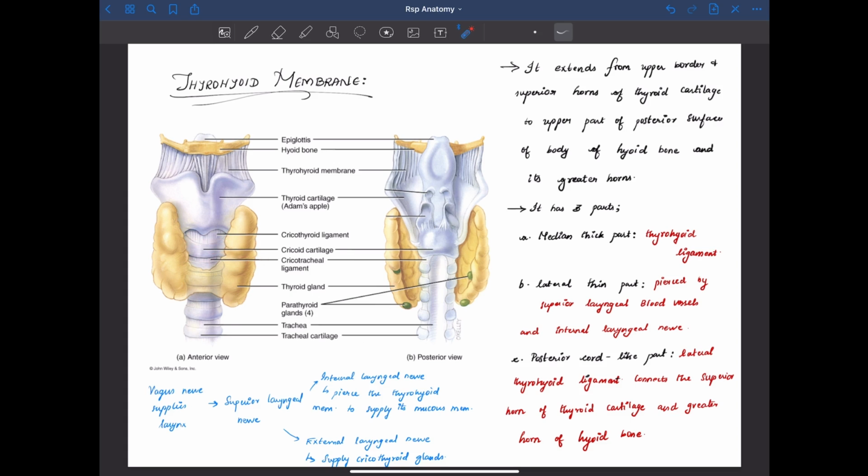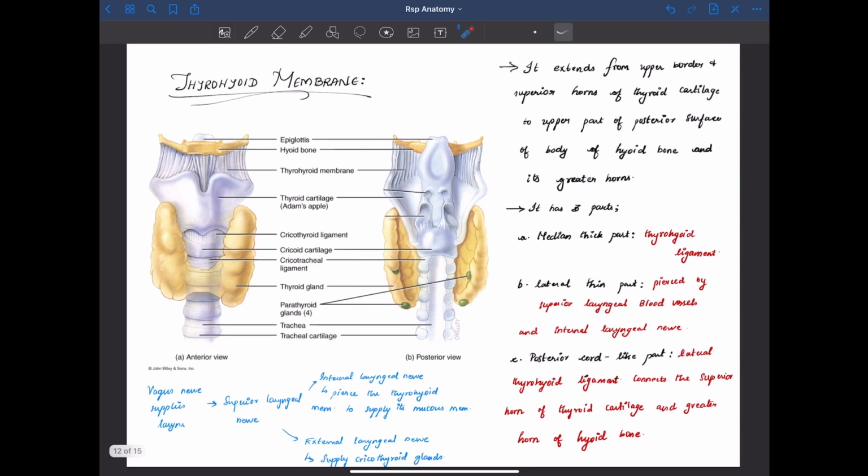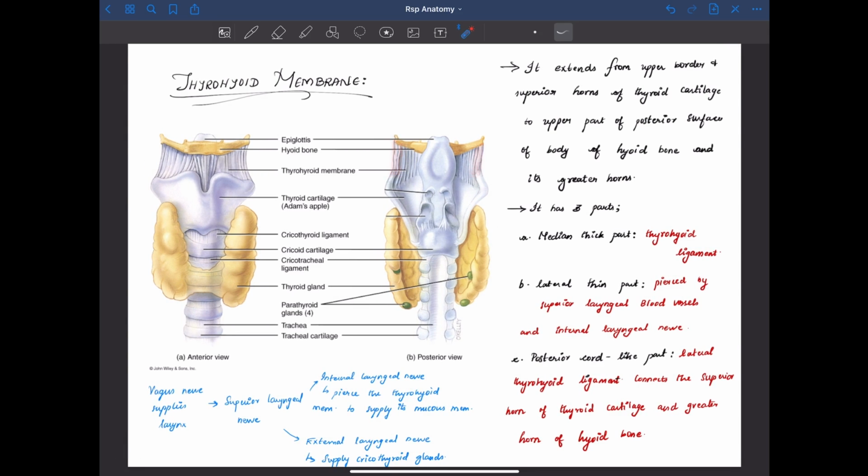This is the cricothyroid ligament. This is the cricoid cartilage, and this is the thyroid cartilage. This is the cricothyroid ligament, and within it is the cricothyroid muscle, which is supplied by the external laryngeal nerve. Okay, now the posterior cord-like part. The posterior cord-like part connects the superior horn of thyroid cartilage and the greater horn of hyoid bone. Just as I said, the superior horn of thyroid cartilage and the greater horn of hyoid bone.